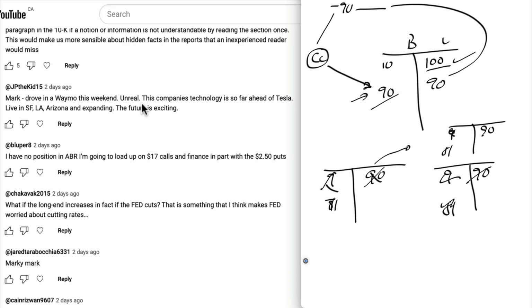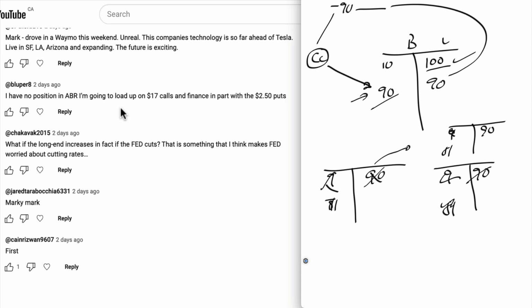Drove in a Waymo this weekend. Unreal. The company's technology is so far ahead of Tesla. So does an analyst at Truist think the same thing. He has been taking Musk's advice of just try it, and has been trying it and saying, no, this is not robo-taxi quality. No position in ABR.